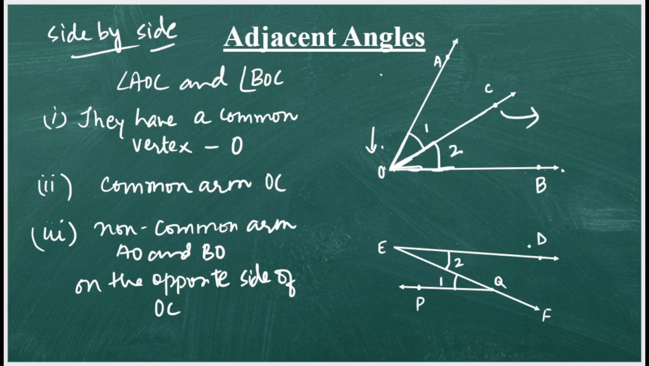Look at this picture. Are these two angles, angle 1 and angle 2, adjacent angles? So the first condition is they should have a common vertex. Do they have a common vertex? For angle 1, the vertex is Q, and for angle 2, the vertex is E. So the first condition fails. They do not have a common vertex. So these two angles are not adjacent angles.